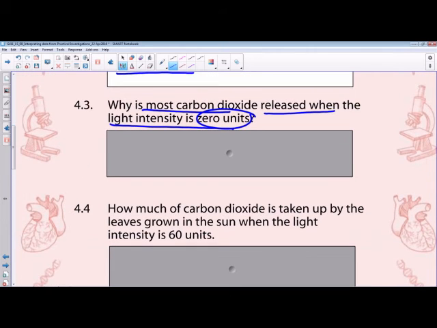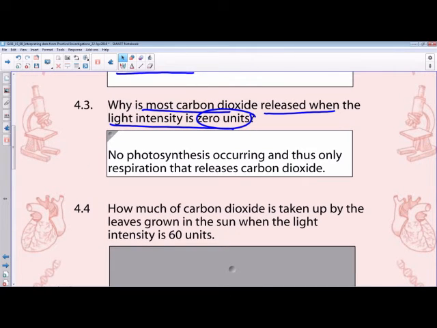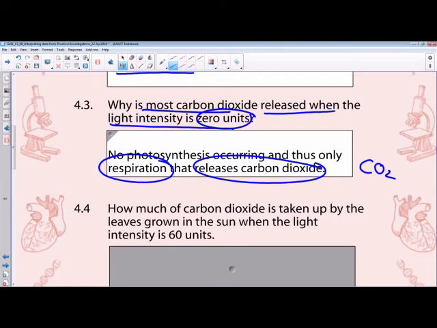When we look at this, guys, there's no photosynthesis occurring, and thus the only process that releases carbon dioxide is respiration. So it's because of respiration that carbon dioxide is being released. Remember that plants respire. From the mitochondria, you have CO2, and that CO2 is being released during respiration.